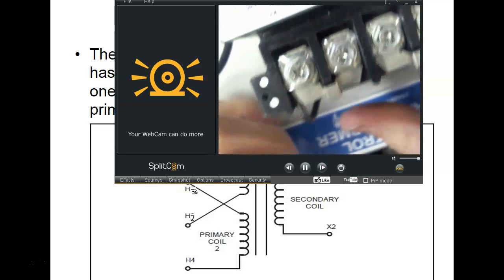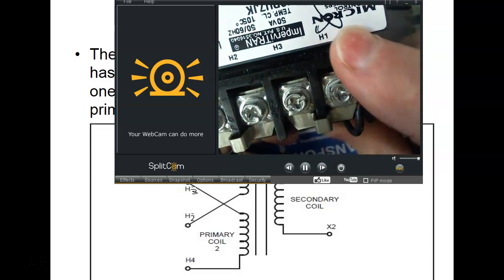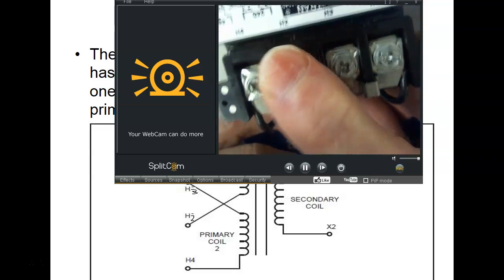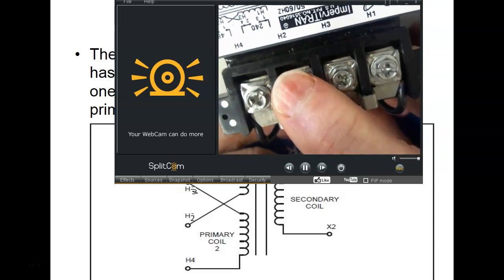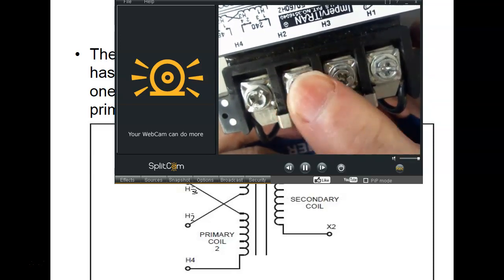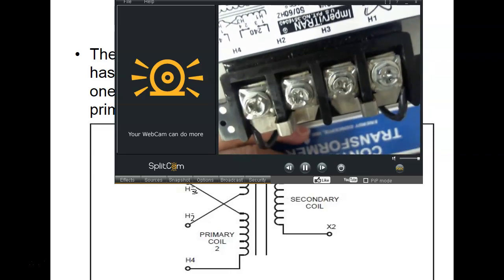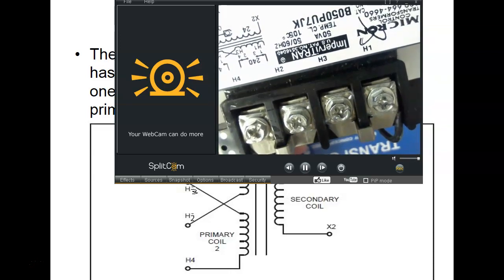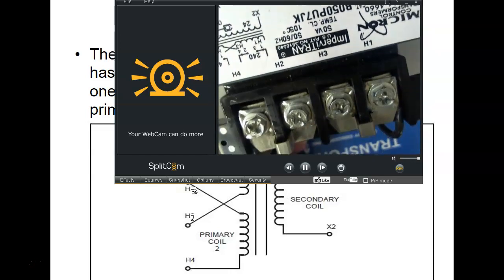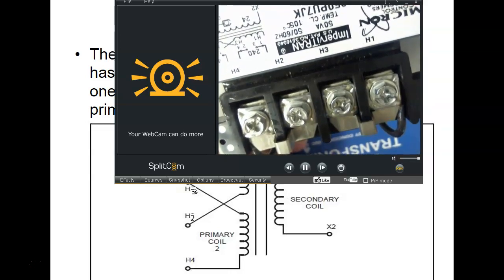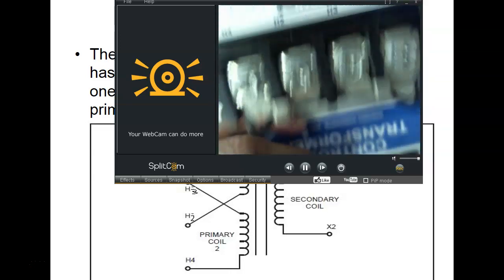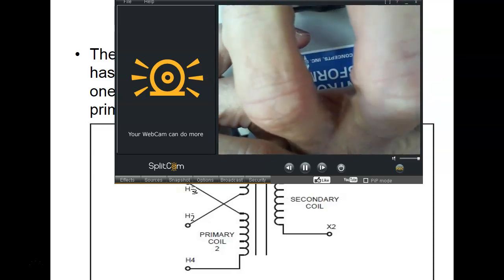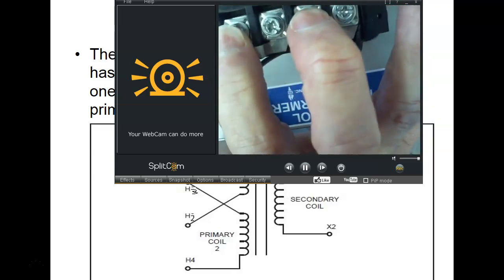The screw right here is H1. The next screw is H3. The next screws are H2 and H4. So H1 and H2 are on one winding, and H3 and H4 are the other winding. This is the way we have to understand it, to understand why they do it that way. Notice the numbers up here go H1, H3, H2, H4. So these two terminals would be one of my coils, and these two terminals right here would be my other coil.